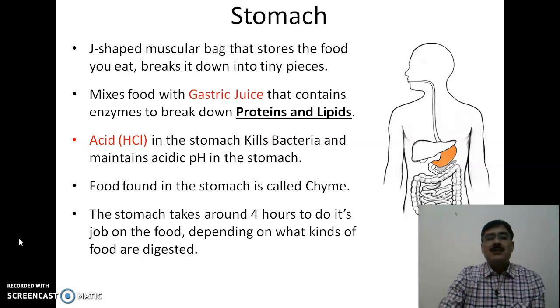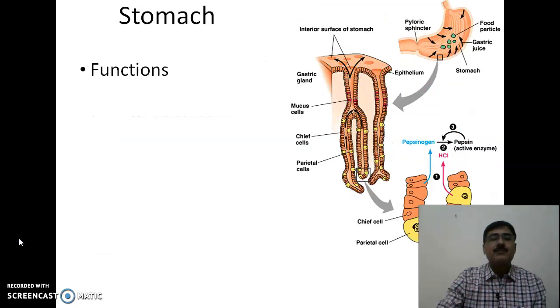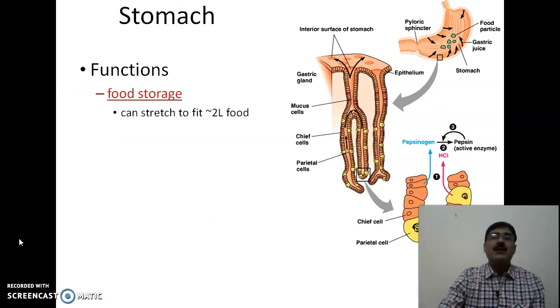The stomach takes approximately 4 hours to do its job on the food material. It means if you take a meal, the stomach will take at least 4 hours to digest the food material. But it also depends upon the kind of food material you are taking. Now, the function of the stomach. First, it can store the food material because it can stretch to fit approximately 2 liters of food material.